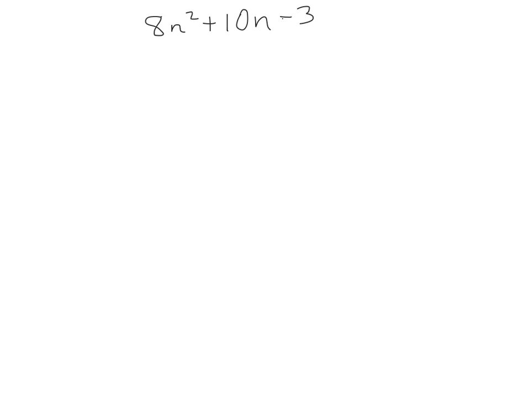In this example, we have been asked to factorise 8n squared plus 10n minus 3. First thing to know, we've got a number in front of our first letter. But also note, here we've got a minus. When this last term's minus, that means we need both a positive and a negative factor. A positive and a negative factor.